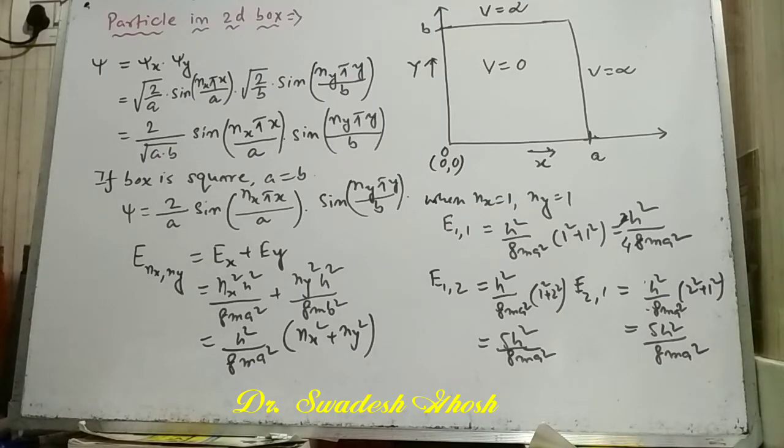In the previous class, we discussed the wave function and the energy of the particle in a one-dimensional box. We have seen that the wave function of the particle in a 1D box is given by psi equal to root 2 by L sine n pi x by L.